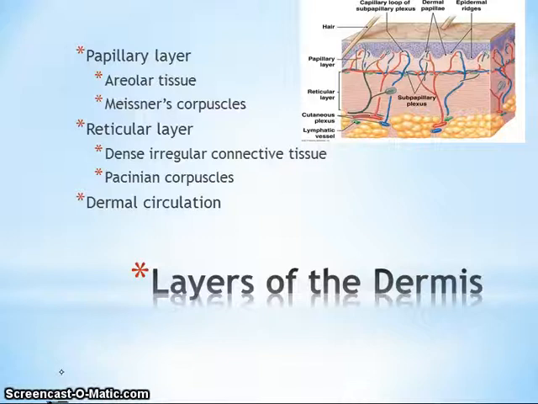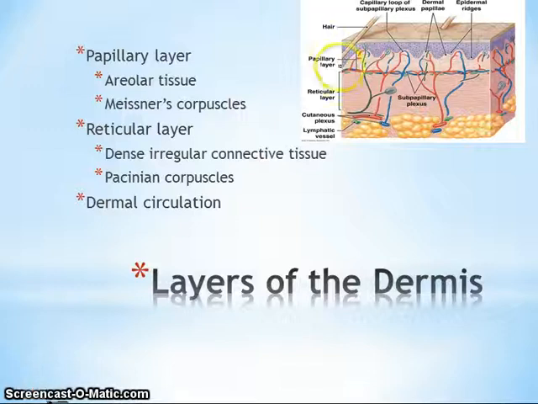Let's turn our attention to the dermis. Dermis is the second layer of the cutaneous membrane. It is the deep layer, and it consists of connective tissue. It has 2 layers also, the epidermis having 5, the dermis having 2.